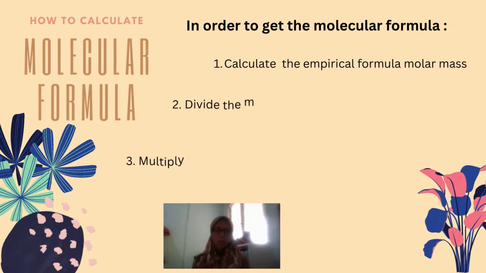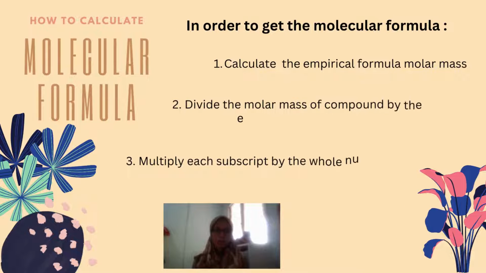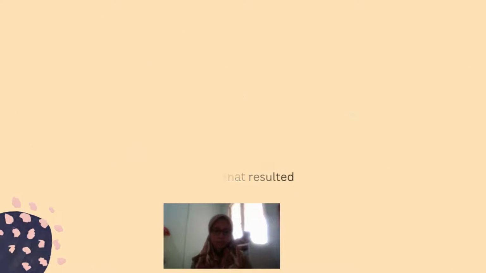And then how to calculate molecular formula. In order to get the molecular formula, we need to calculate the empirical formula first, and then calculate the molar mass for the empirical formula. The second step, divide the molecular formula molar mass, which is given in the question, of course, with the empirical molar mass. And the third step, lastly, multiply the result with the suitable number.